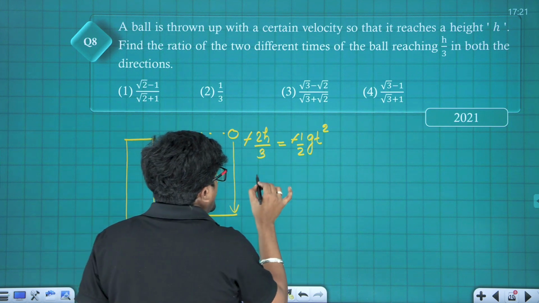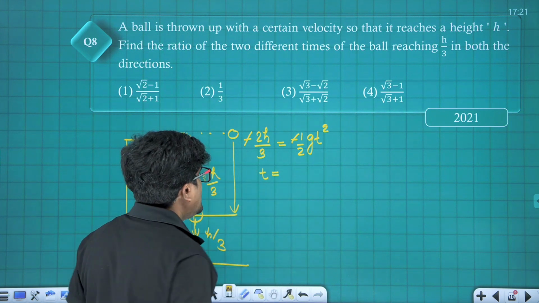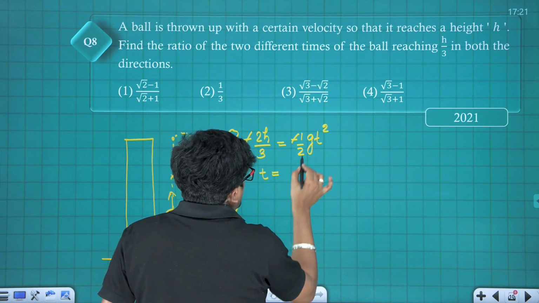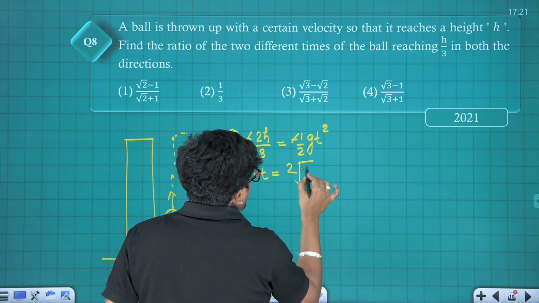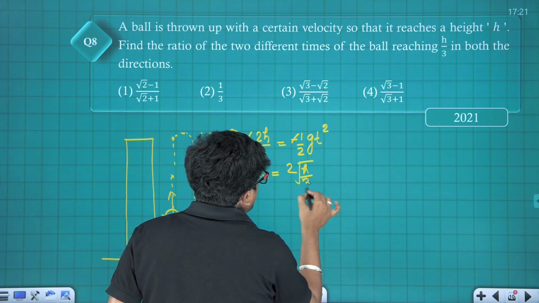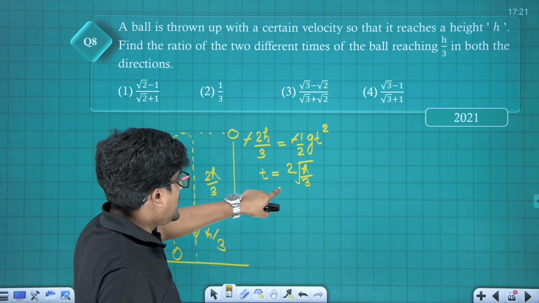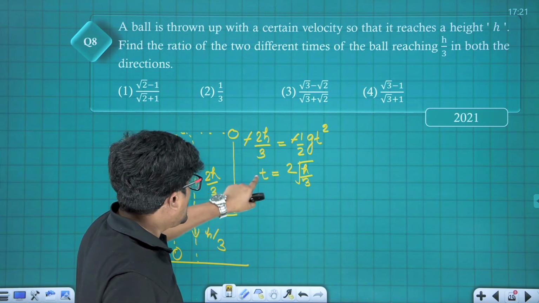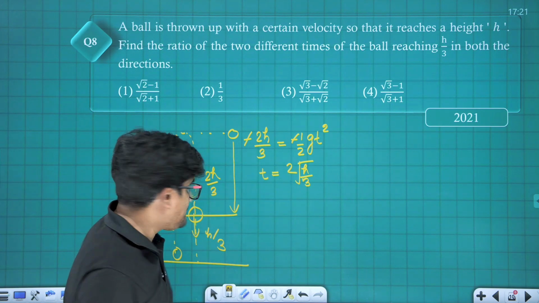Now please tell me, what is the value of time t? The value of time t is going to be 2 into under root of h by 3g, because root of 4 is 2, isn't it? Is that fine? So the time taken is 2 into root of h by 3g.